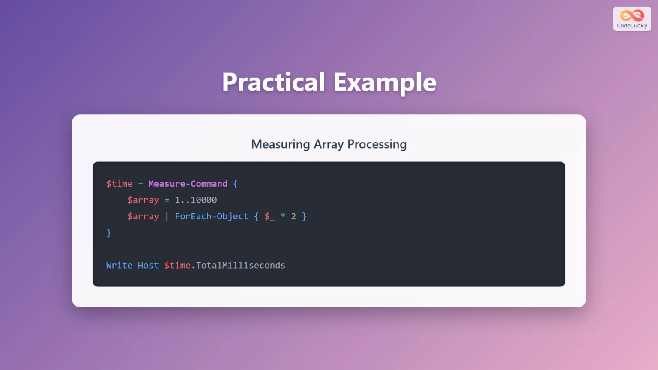Here's a more practical example that measures array processing. We store the result of Measure-Command in a variable called time. Inside the script block, we create an array with numbers from 1 to 10,000, then use ForEach-Object to multiply each number by 2. After the measurement completes, we use Write-Host to display the TotalMilliseconds property. This shows how long the entire array processing operation took, which is valuable information when you're optimizing data processing scripts.